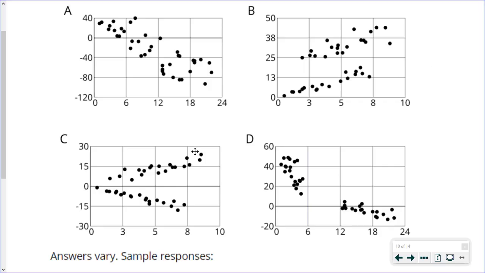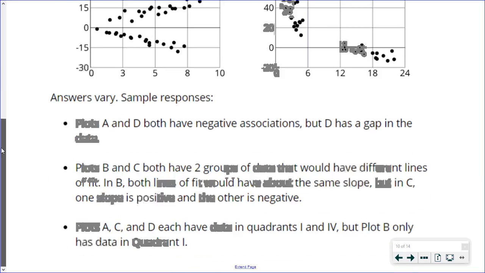Okay, but same thing in C. I can draw in one prediction line here. I could possibly draw another prediction line in here. But the difference is B's, both of their prediction lines appear to have positive association, positive linear association. And C, one of the prediction lines would have positive linear association, but then the second one would appear to have that negative linear association. So that is quite a difference from B when comparing those two.